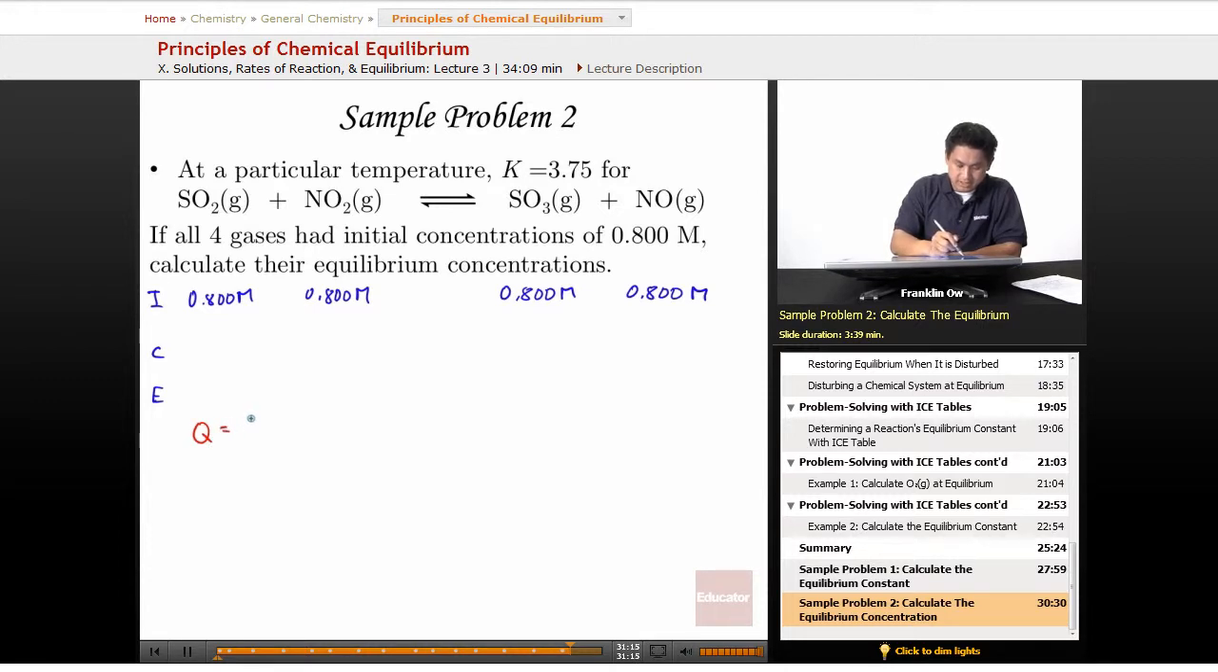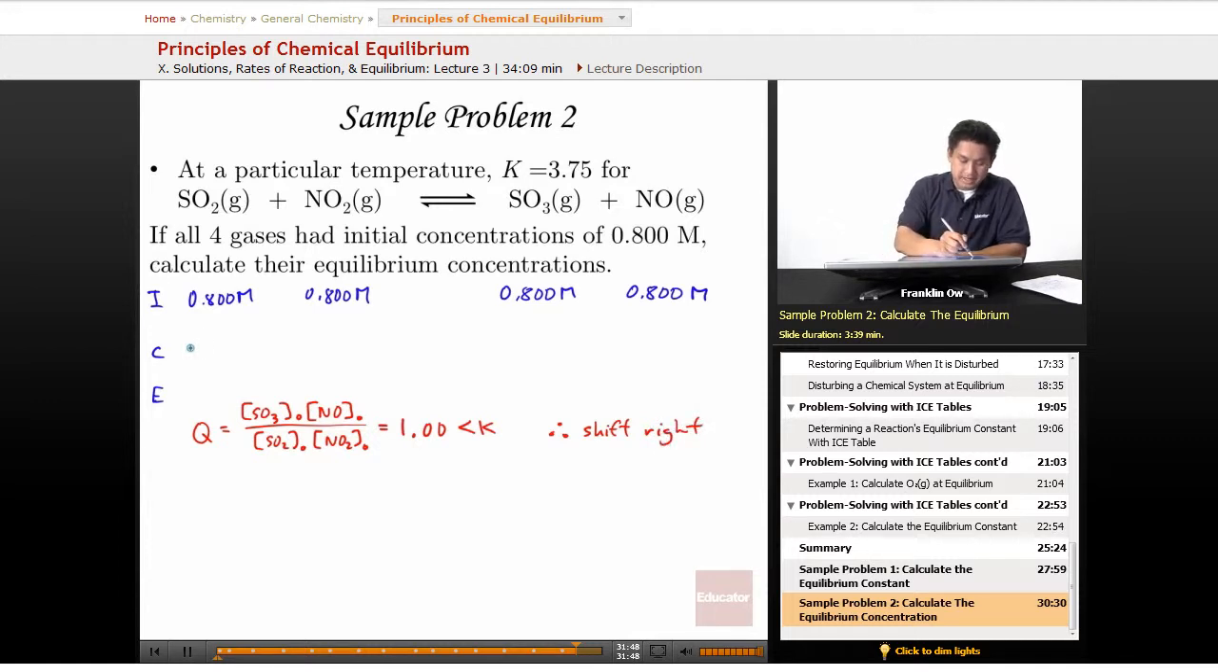So this is going to be equal to the concentration of SO3 initial times the concentration of NO initial divided by the concentration of SO2 initial times the concentration of NO2 initial. And that's just going to be equal to 1, everybody. 1.00, which is going to be less than K. And because Q is less than K, that means we are going to shift to the right.